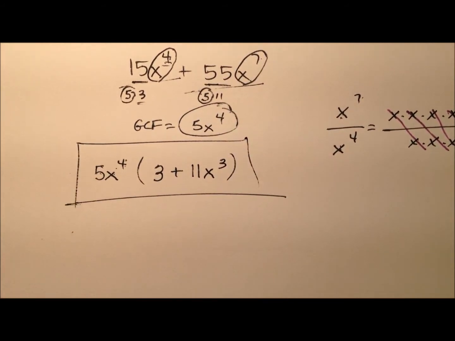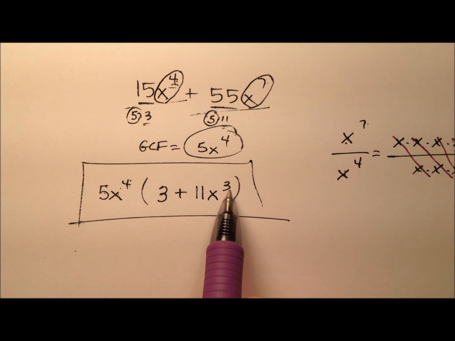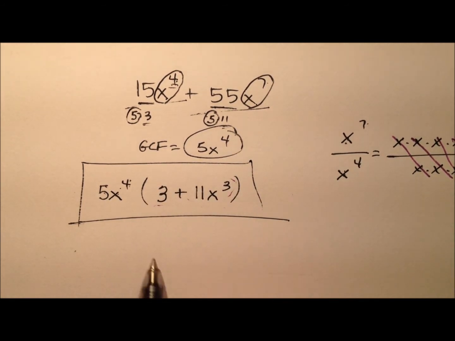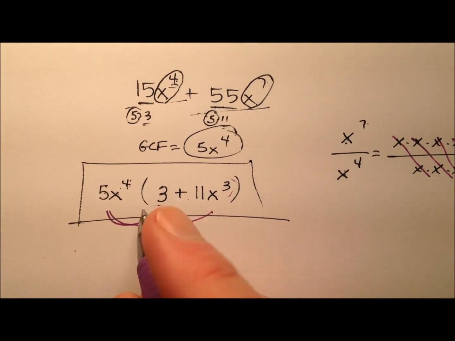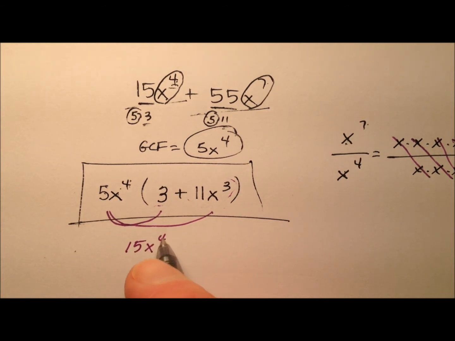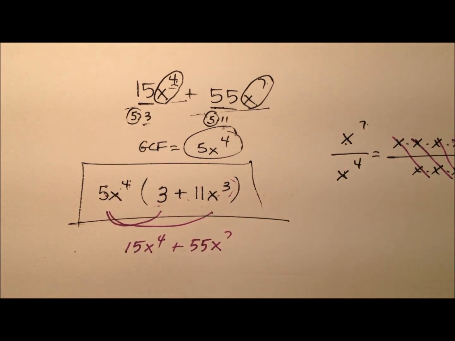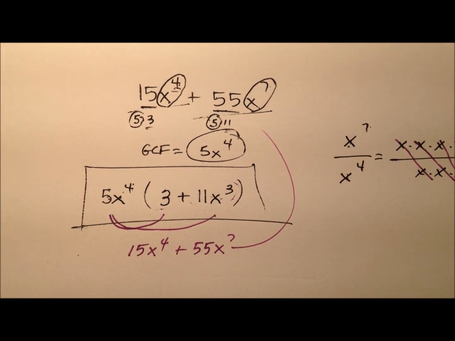So now I have factored this expression using the greatest common factor. And you can always check it to make sure by asking yourself, are there any more factors that are common between these two terms? And if not, the other thing you can do is just go ahead and multiply it back out. So 5 times 3 is 15, and then we have the x to the fourth. 5 times 11 is 55, and x to the fourth times x cubed is x to the seventh. And you'll notice that's exactly what we started with. So we have factored this first example using the greatest common factor.